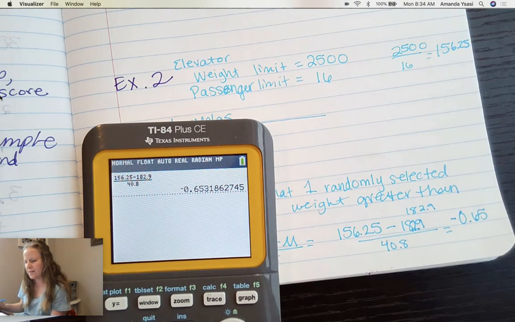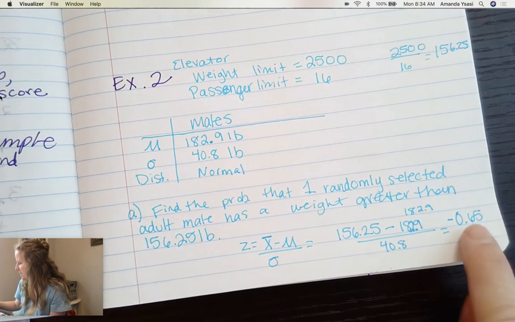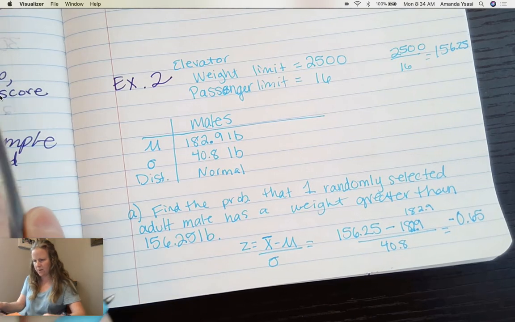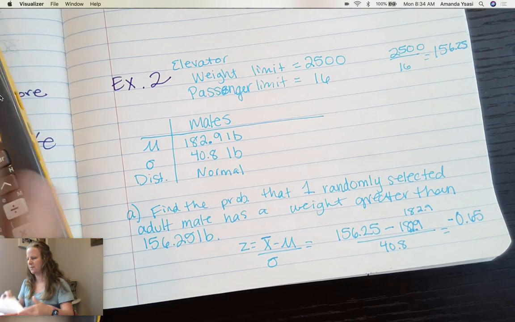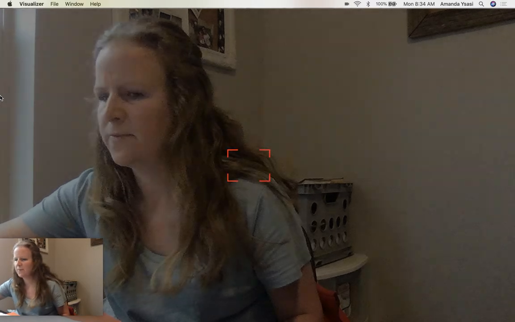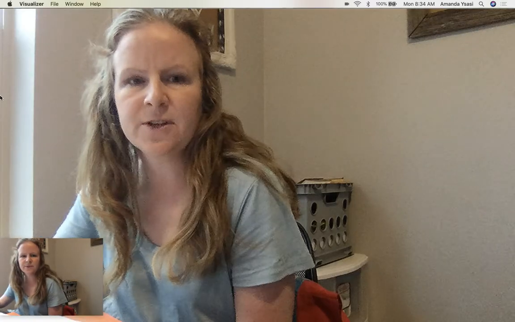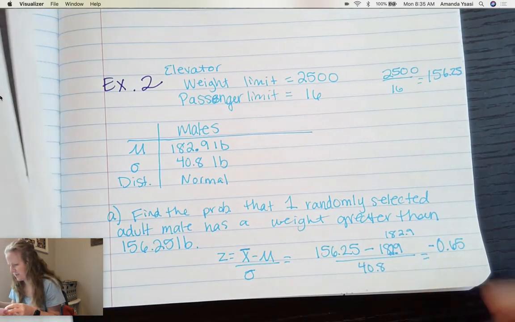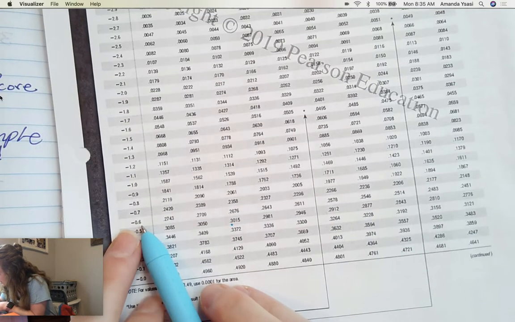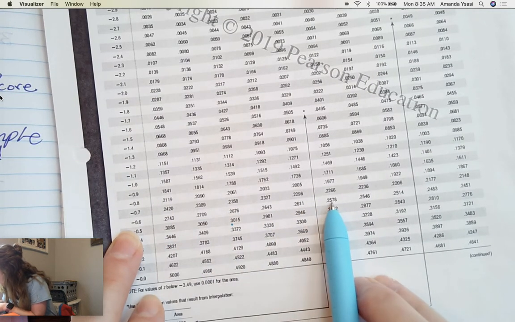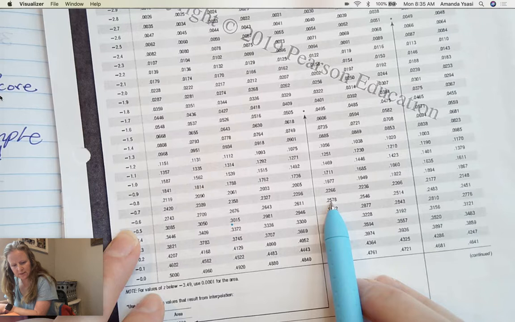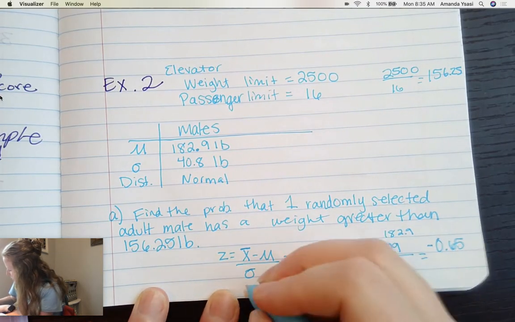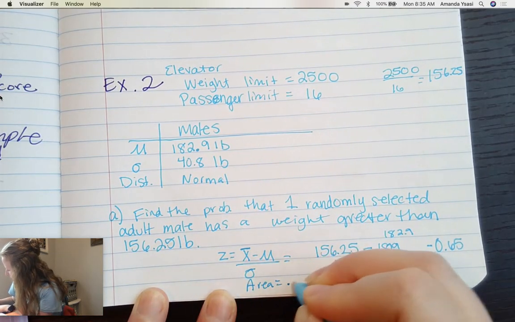So then we need to do the table and look at, let's see, where did I put my table? So it's a negative z-score. Oh no, what happened? Messed up. Let's try again. Sorry. Good thing I got dressed and fixed my hair today. Okay, there we go. Negative 0.65. So the area is 0.2578.